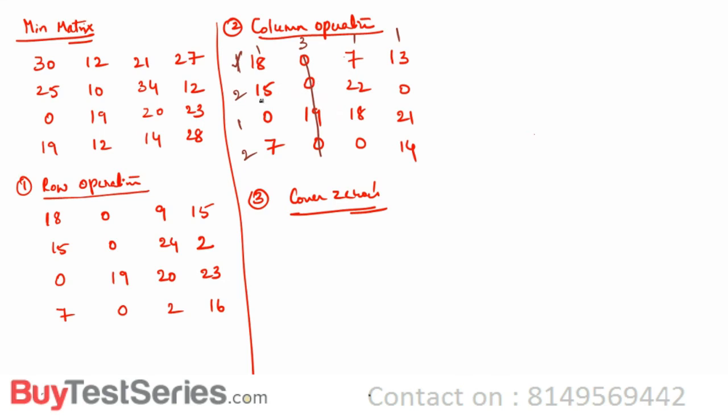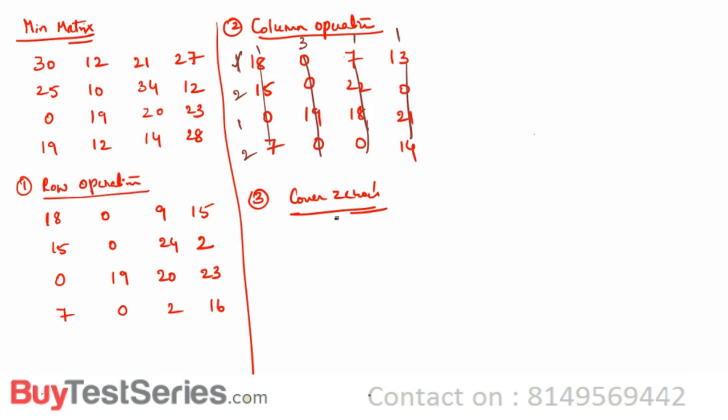Then what will I do? Check out the rows now. Second row has got 1 zero, third row has got 1 zero, fourth row has got 1 zero. Is that clear? So now these three rows have got 1 zero. Even if you look at columns, first column has got 1 zero, third column has got 1 zero, fourth column has got 1 zero. So either I can go with rows or I can go with columns. Either you can do like this, or you can go with rows also. Since I've started with columns, I went with columns.